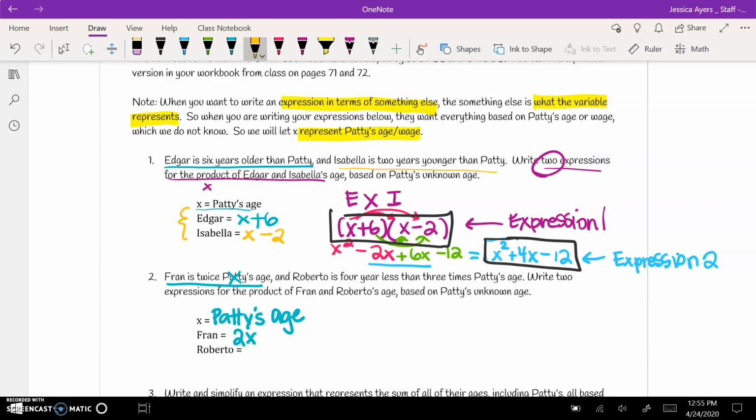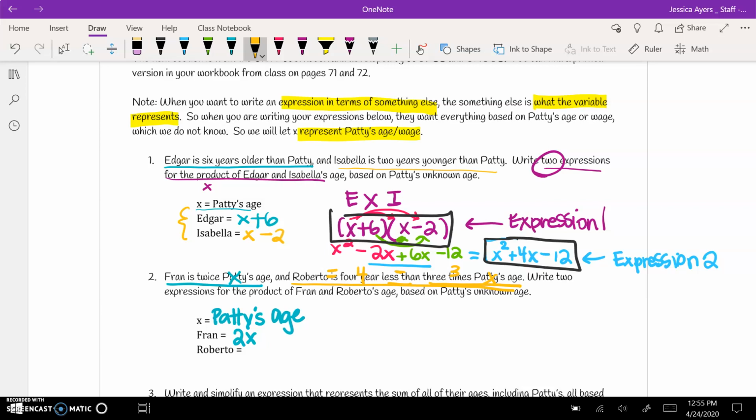Roberto is 4 years less than 3 times Patty's age. Remember, "is" is our equals. We're changing 4 years to 4. "Less than" means we need to subtract, and 3 times Patty's age: Patty is x, so we're going to multiply it times 3.